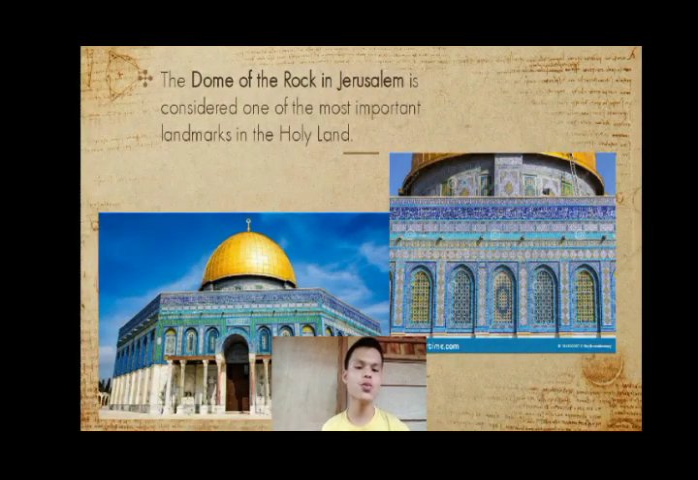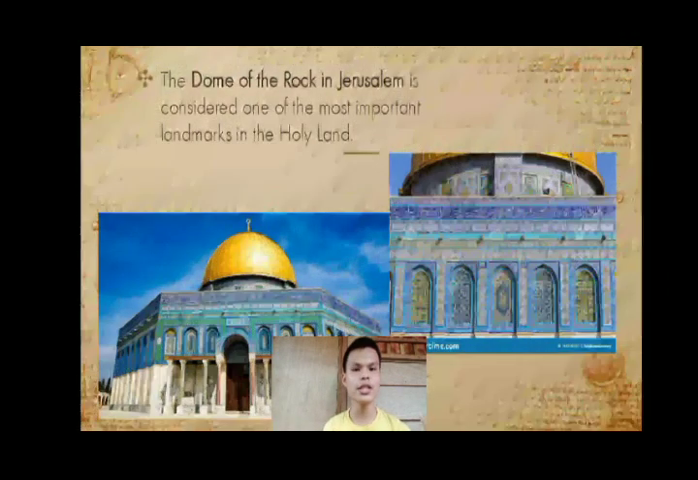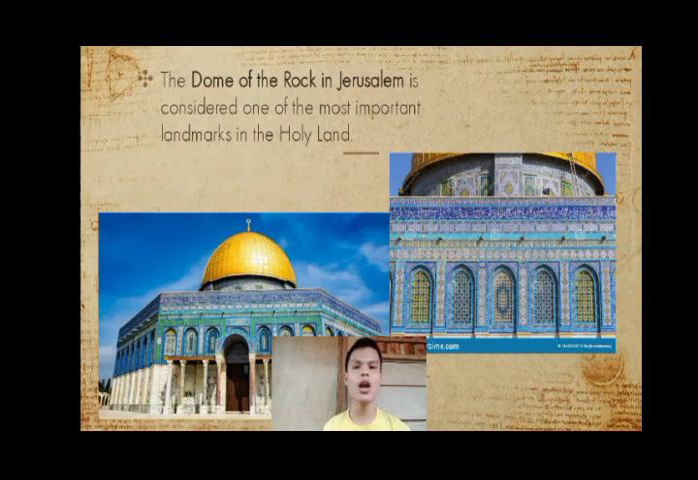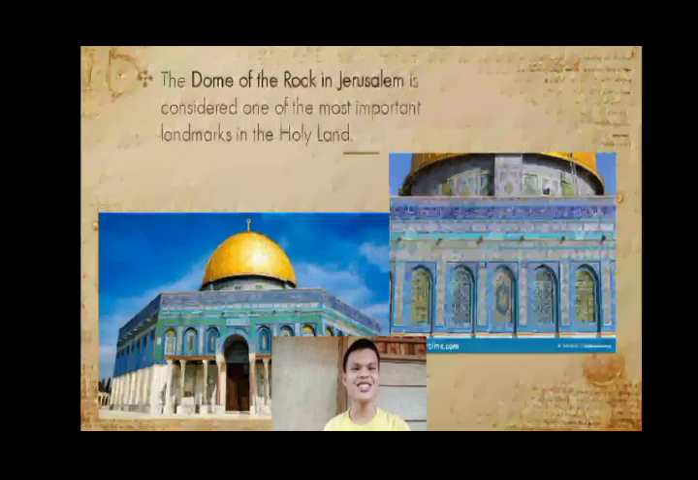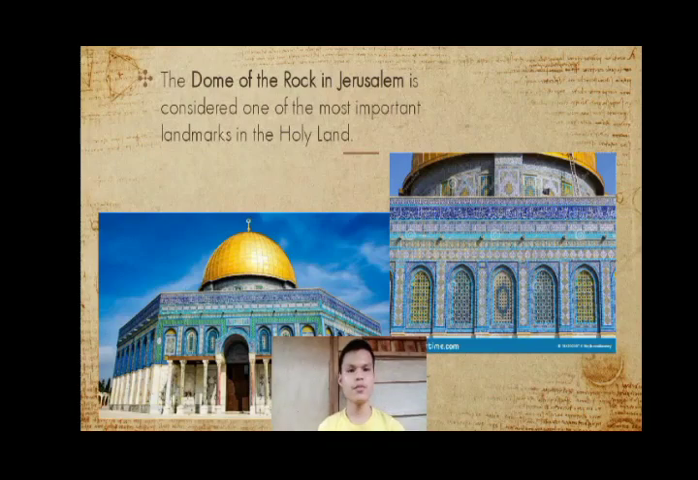The next building is the Dome of the Rock in Jerusalem. It is considered one of the most important landmarks in the Holy Land. The main entrance of the building features a classic Greek colonnade, a gold dome above, and a central tower supporting it, with Western-style arches and colorful Islamic surface ornamentation, meaning the tiles.